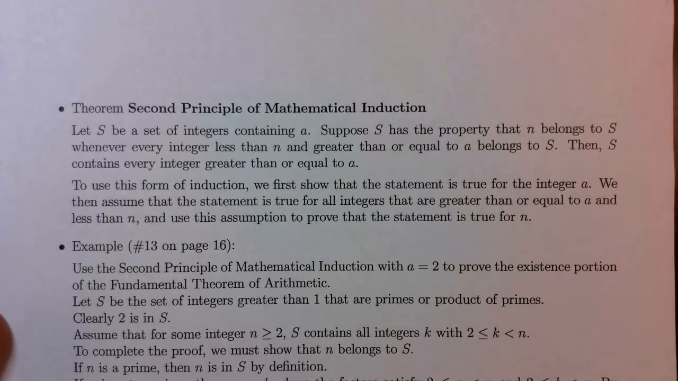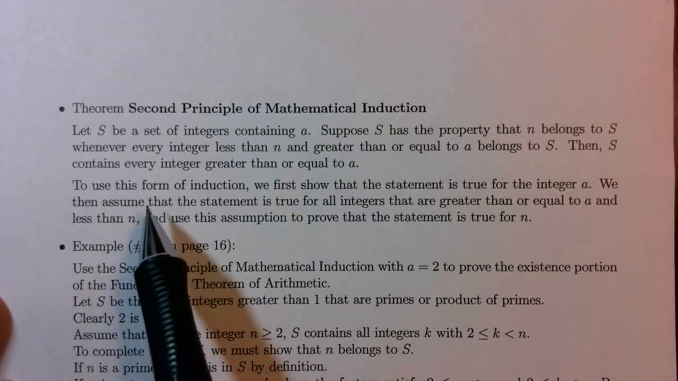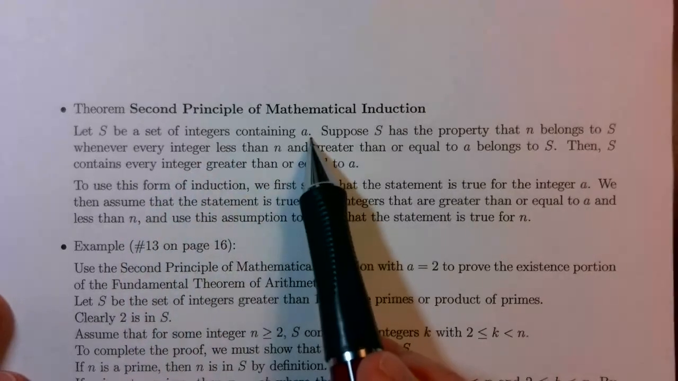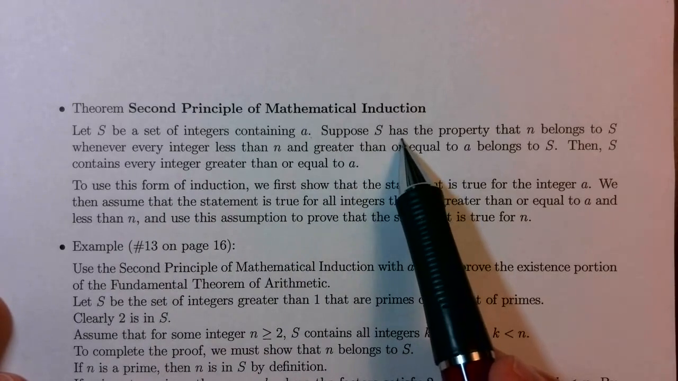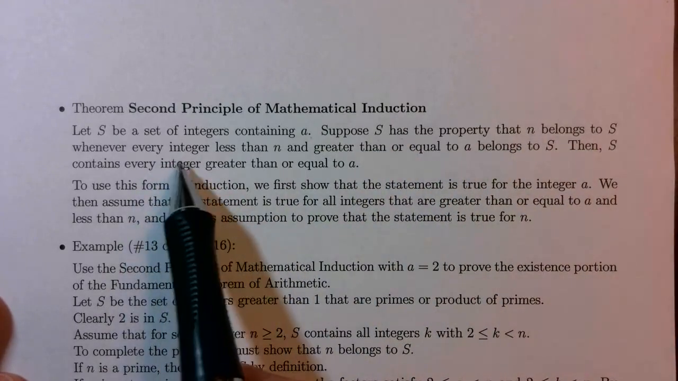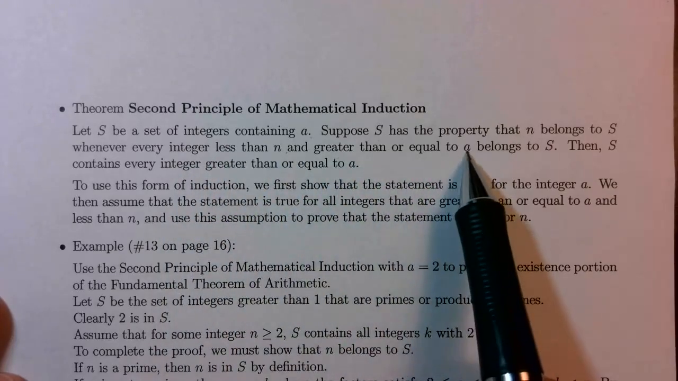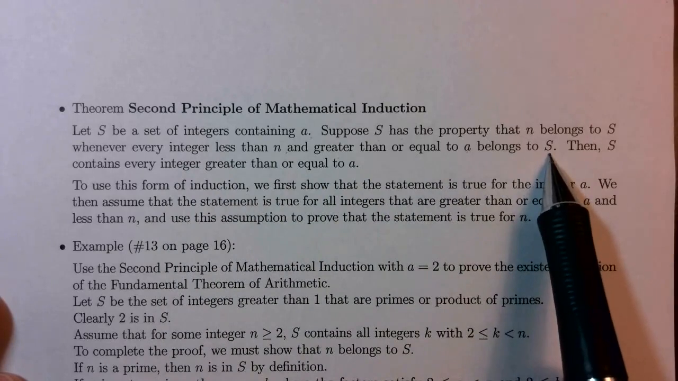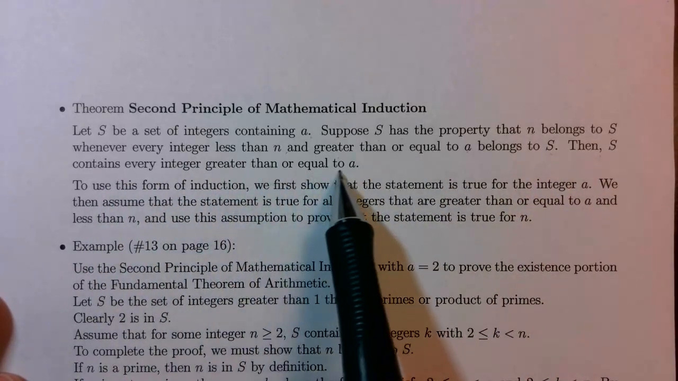The second principle of mathematical induction. Let S be the set of integers containing A. Suppose that S has the property that n belongs to S whenever every integer less than n and greater than or equal to A belongs to S. Then S contains every integer greater than or equal to A.